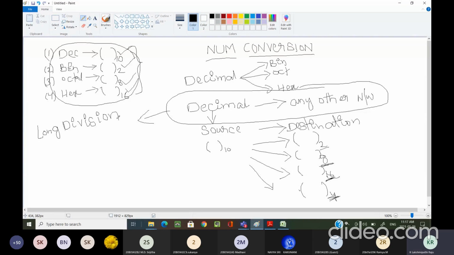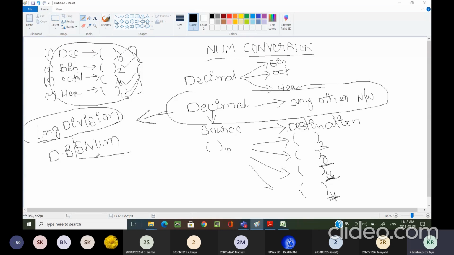Now what do we have to divide? We have to take the source number. S number means source number. We have to divide this source number with the destination base. DB means destination base. Hope I am clear. The procedure we follow while converting decimal to any other number system is the long division method.